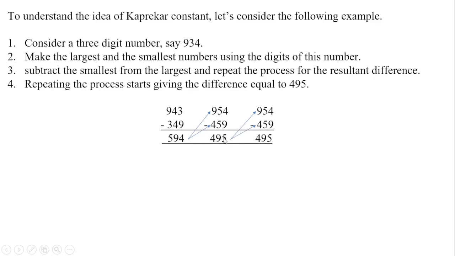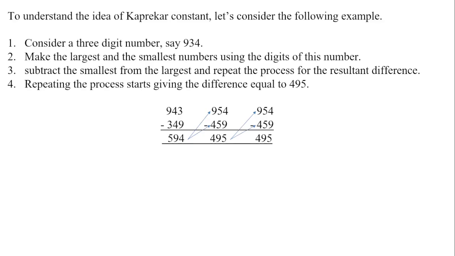So 495, after carrying out this process, gives us 495 again. This will repeat, and this number 495 will keep repeating, so the process stabilizes at this number 495, and therefore this number is called the Kaprekar constant, and this holds for any three-digit number.